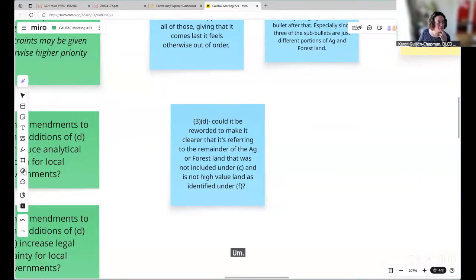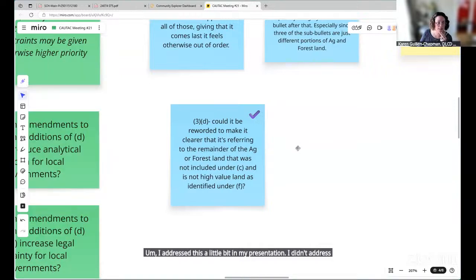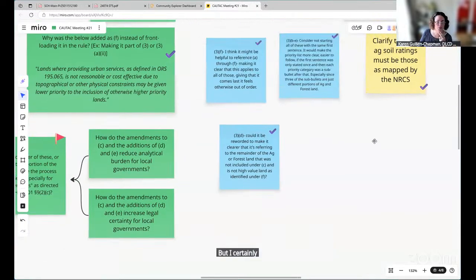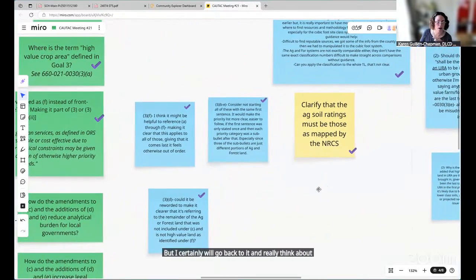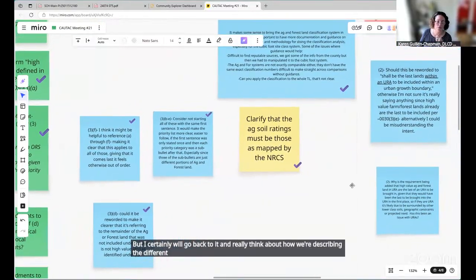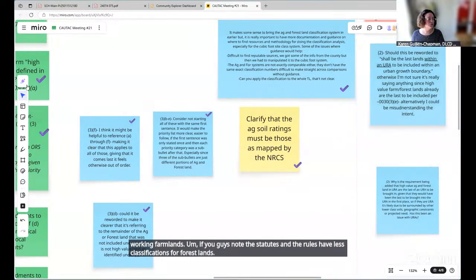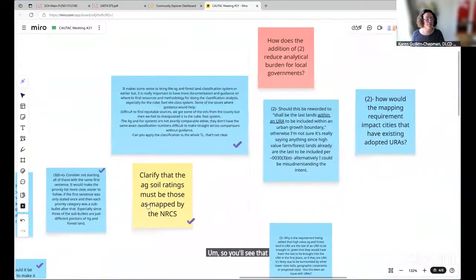I addressed this a little bit in my presentation. I didn't address rewording it or the language, but I certainly will go back to it and really think about how we're describing the different prioritization within the agricultural lands, within those working farmlands. If you guys note, the statutes and the rules have less classifications for forest lands. So you'll see that reflected.